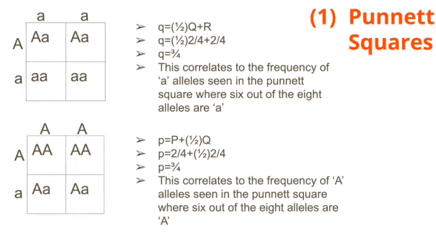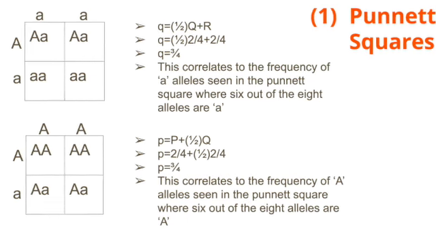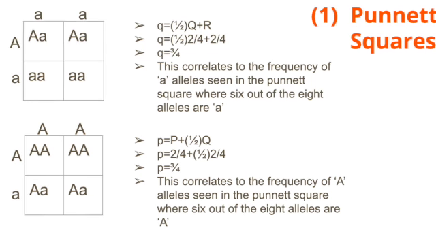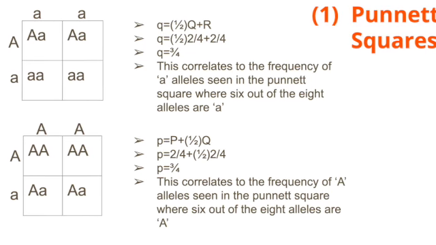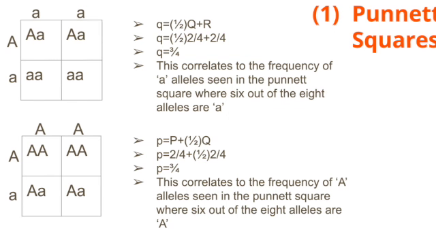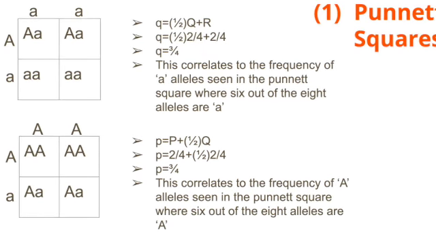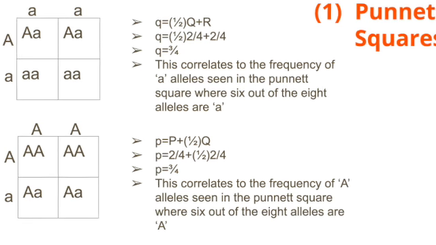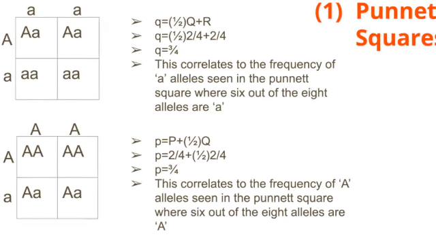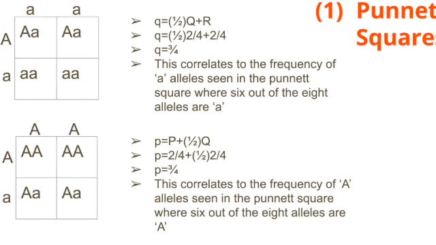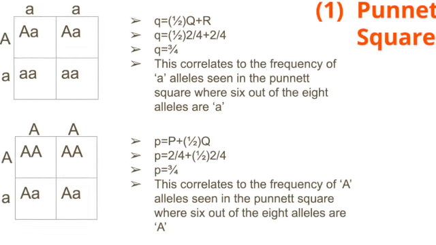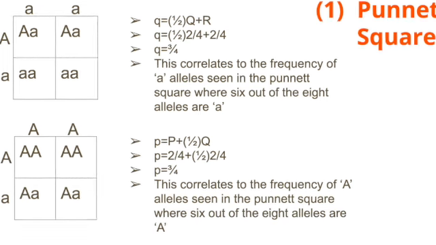This correlates to the frequency of little a alleles seen in the Punnett square, where 6 out of the 8 alleles are little a. We took the same approach for finding the frequency of big A and used the equation for little p and got that it was equal to 3/4. This again correlates to the frequency seen in the Punnett square, where again 6 out of the 8 alleles were big A.